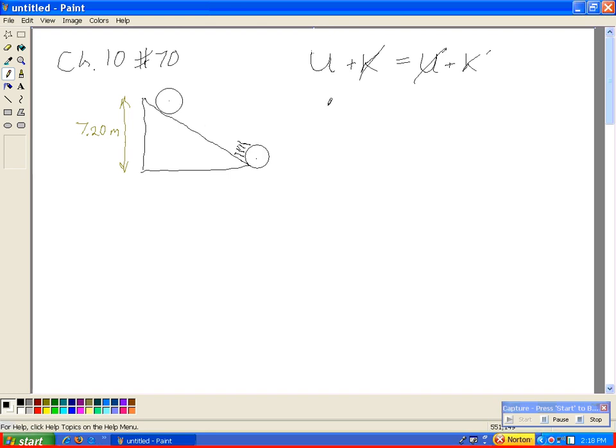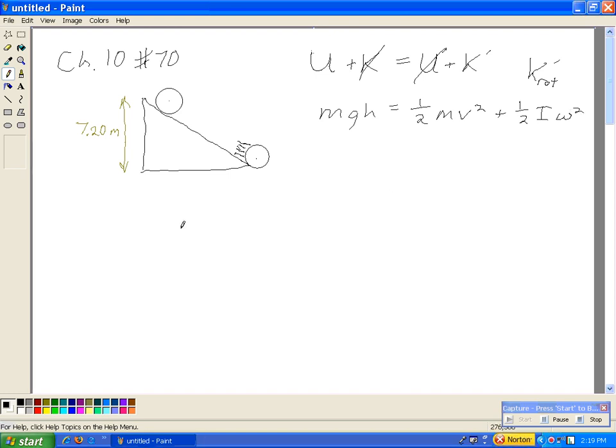So we've got mgh equals, we're used to, 1/2 mv squared. But we also have to take into account rotational kinetic energy. And that is 1/2 times the moment of inertia instead of mass, and instead of velocity, angular velocity squared.